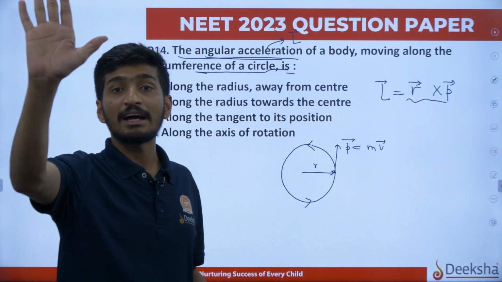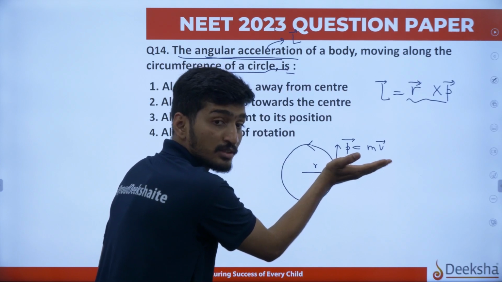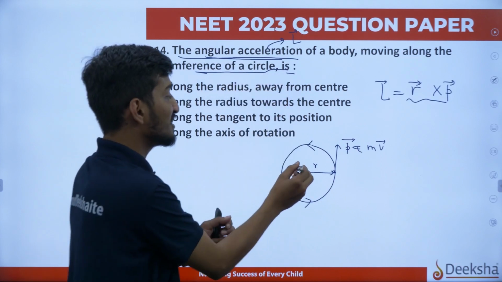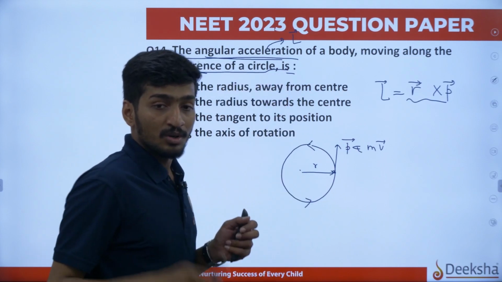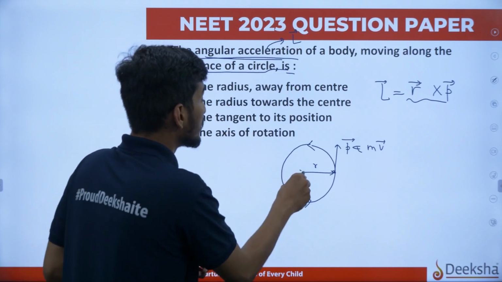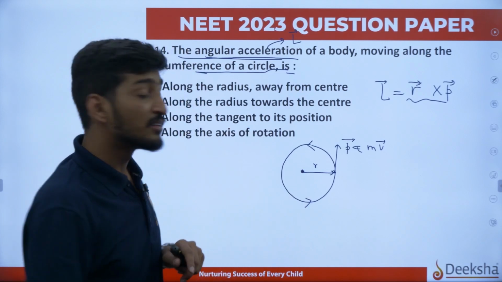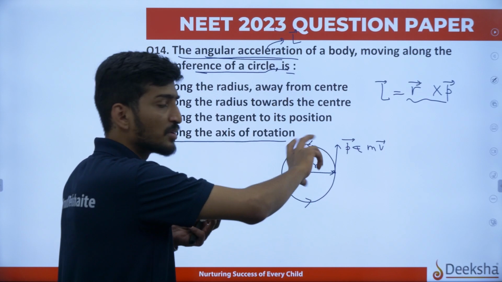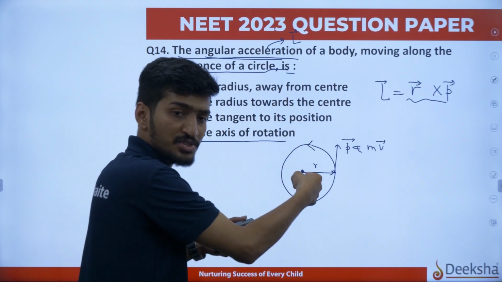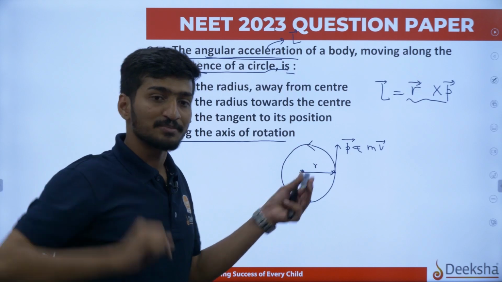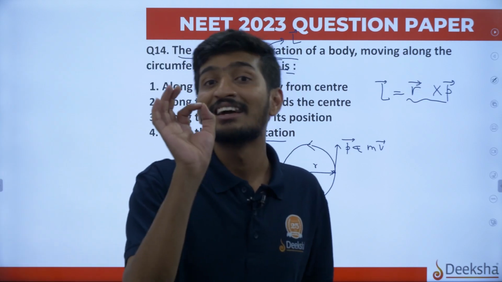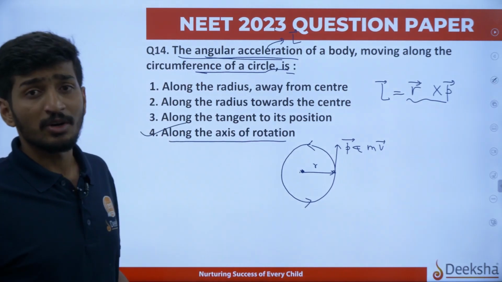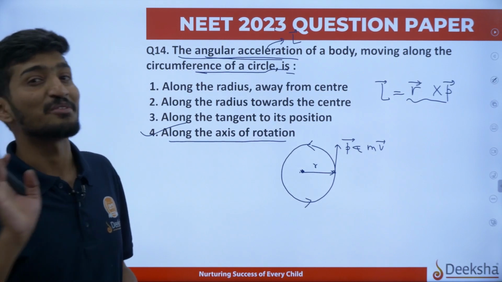Where would it be? Take your right hand, align it in the direction of R, then move your fingers towards P. That gives you the direction of R cross P. So it's in this direction. Understood? That direction is at the center, along the axis of rotation, basically perpendicular to the plane. This particle is rotating like this, axis of rotation is here. This is the direction of angular momentum. Angular momentum for a circular motion will always be in the direction of the axis of rotation. So that should be the answer. Simple enough theoretical question. If you have revised your angular momentum, you should have remembered this.